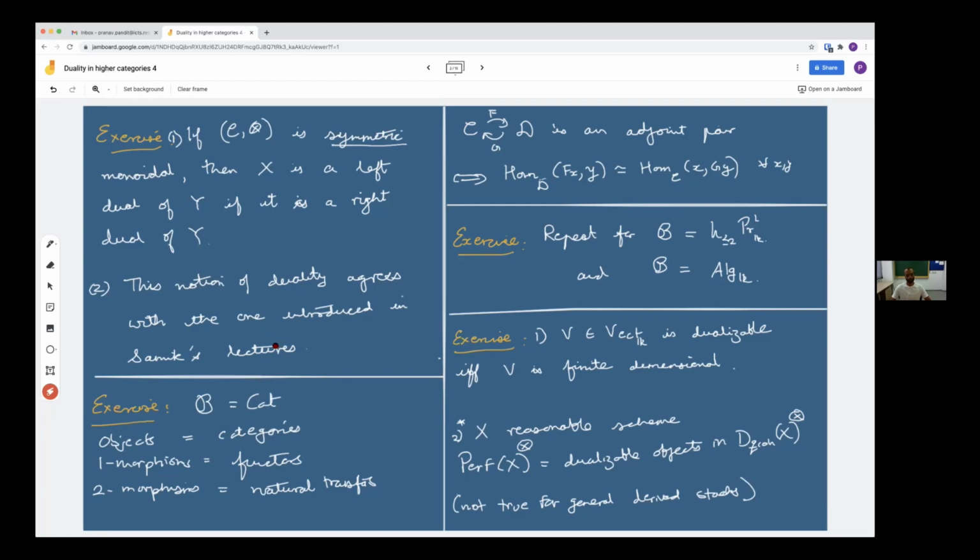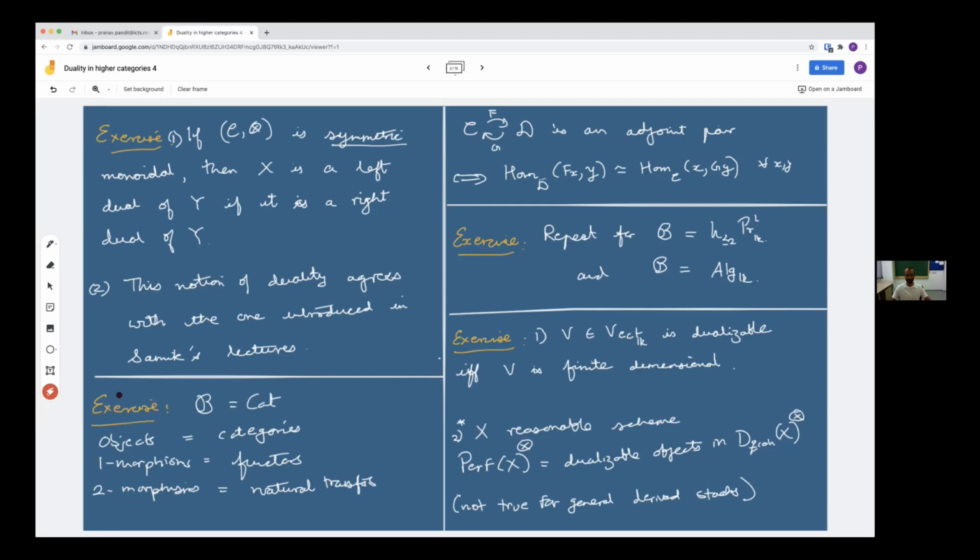Okay, so that's one class of examples of adjoints coming from monoidal categories. Now here's another class. You take B to be the bicategory of categories, where the objects are categories, the one morphisms are functors, and the two morphisms are natural transformations. Then an adjoint pair in this bicategory is nothing but the usual notion of an adjunction of categories.